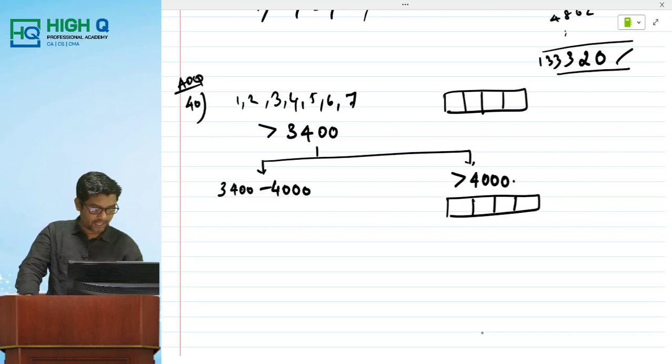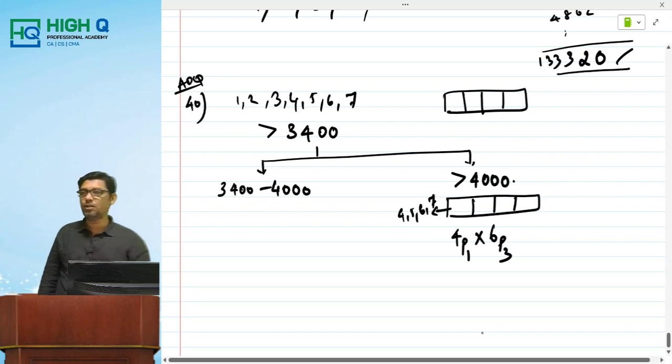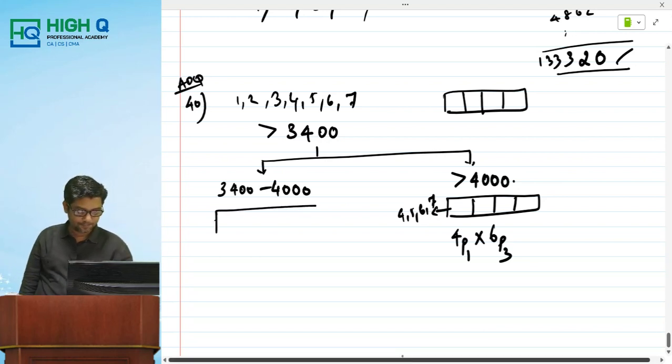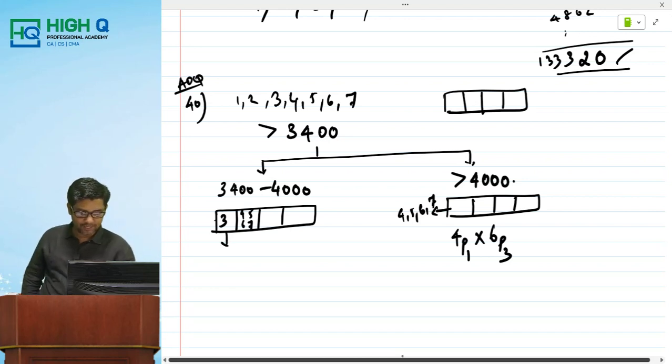So, first digit must contain what, my dear? 4P1 into 6P3. Is that right? First digit must be 3, but the second digit must be 4, 5, 6, 7. Am I right? So, the first digit can be arranged how many ways? Only one way, 3 only is possible.